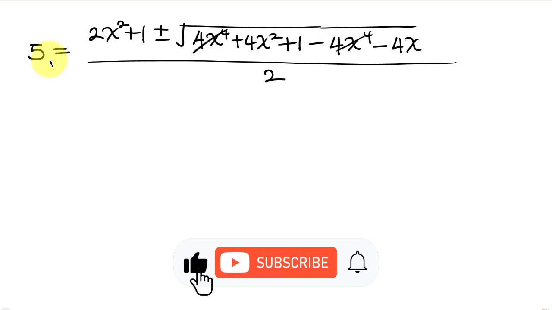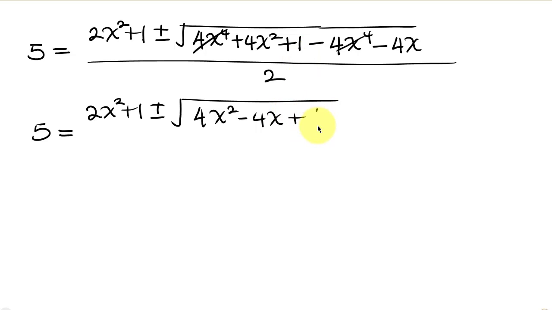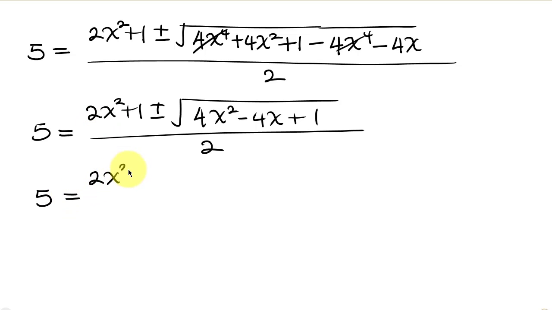gone. So we have 5 to be equal to, this is 2x squared plus 1 plus or minus the square root of. Now I'm left with 4x squared minus 4x and then plus 1. Very good. So all over 2. So now the good thing about what we have inside of this square root is that this is a perfect square.